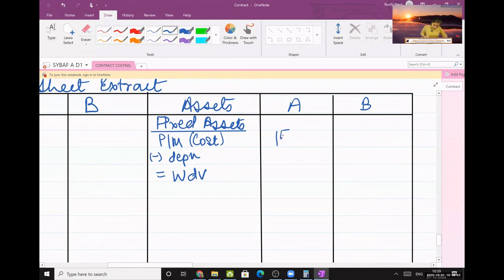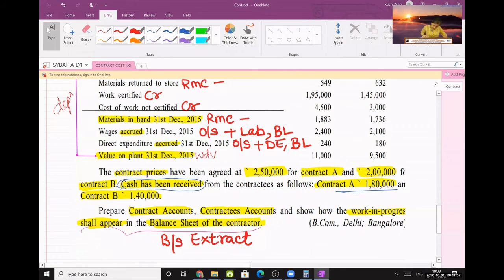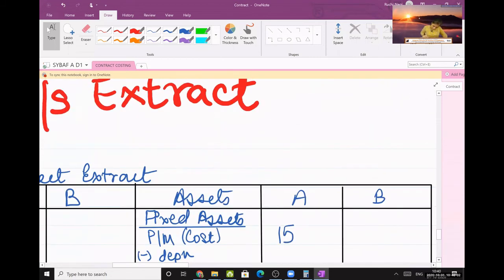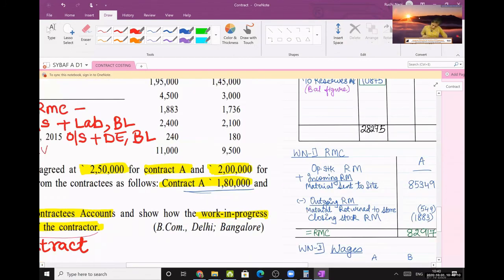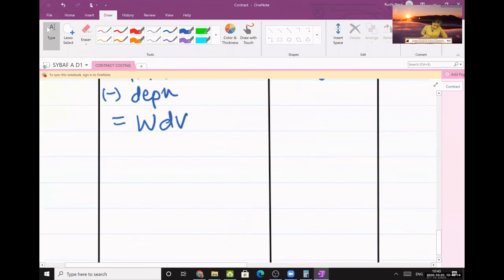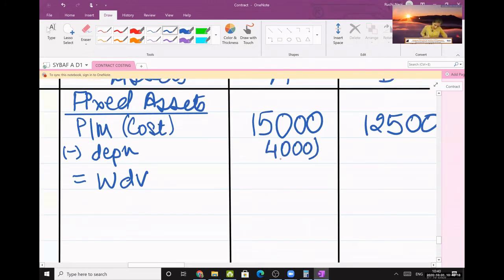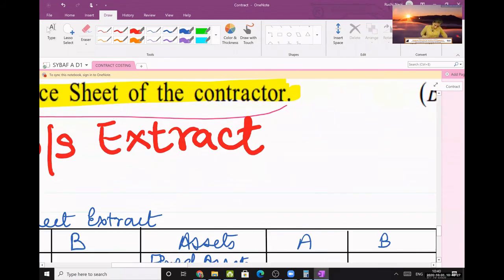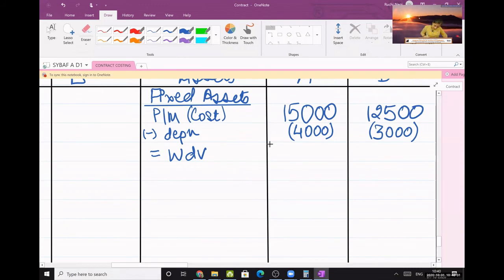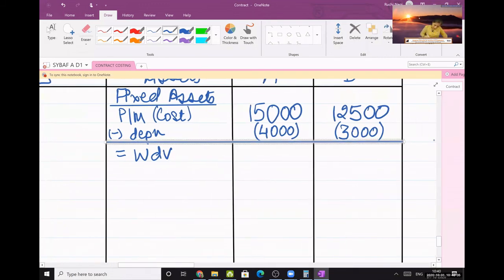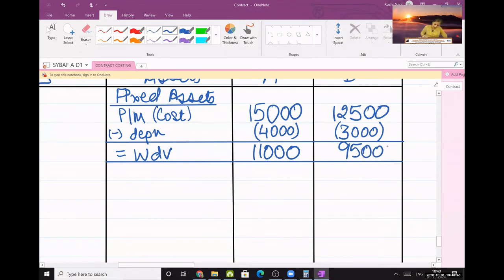So plant is how much? I forgot the value again. 15,000 and 12,500. Yeah. Depreciation, I have it in the working note also. 4,000 and 3,000. So please write it here. 4,000 and 3,000. Okay, and it's the balance. Show it like this. So this is 11,000 and this is 9,500. So fixed assets are done.